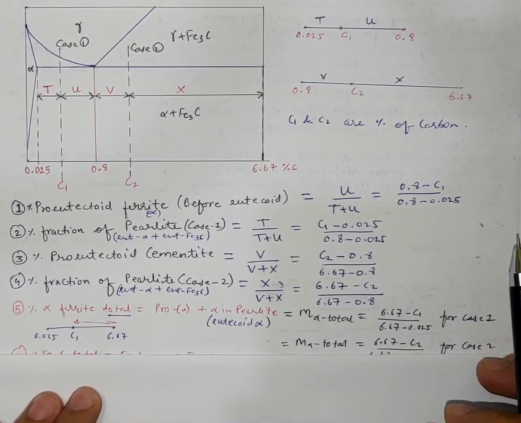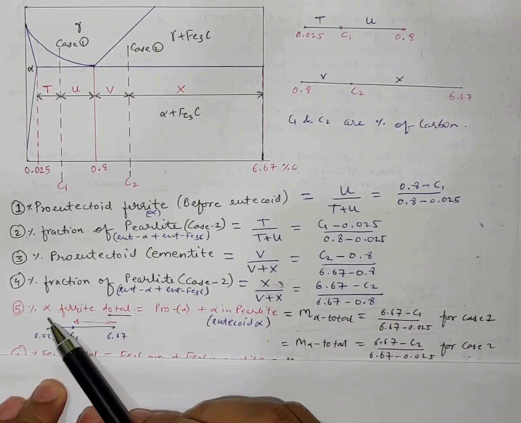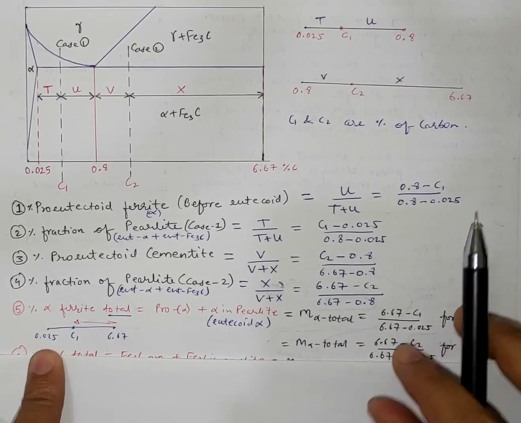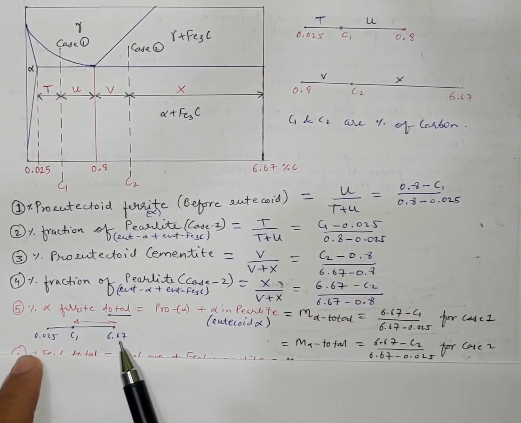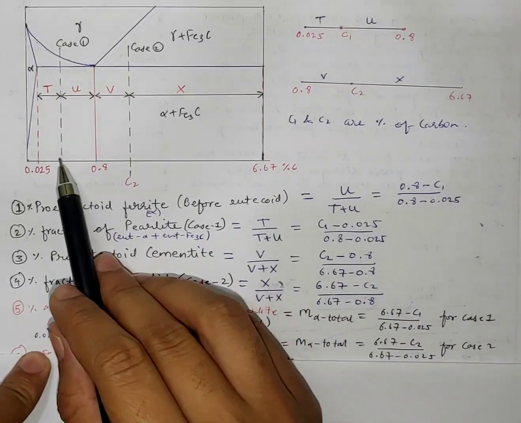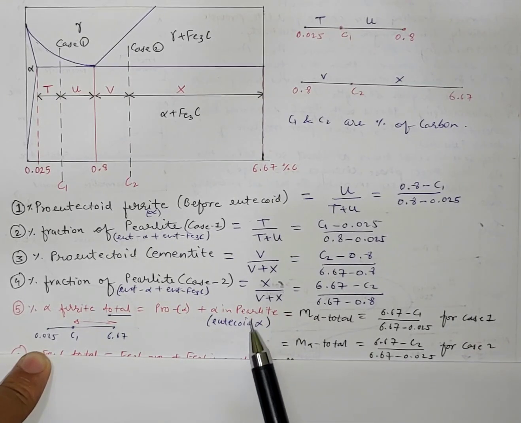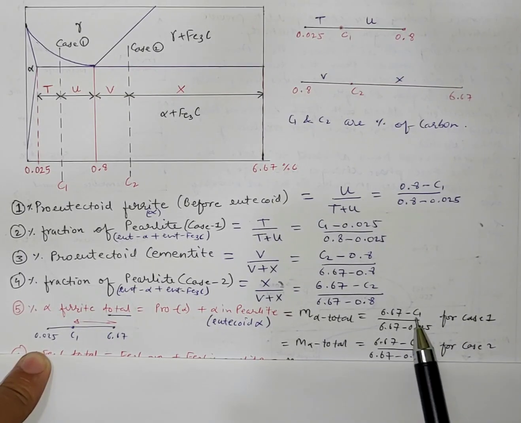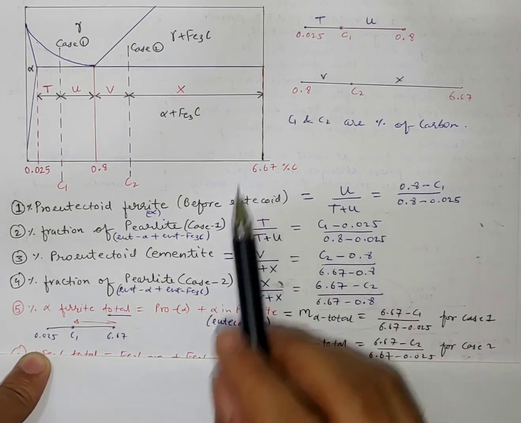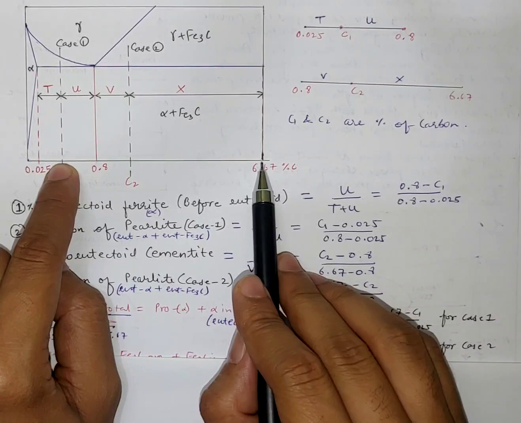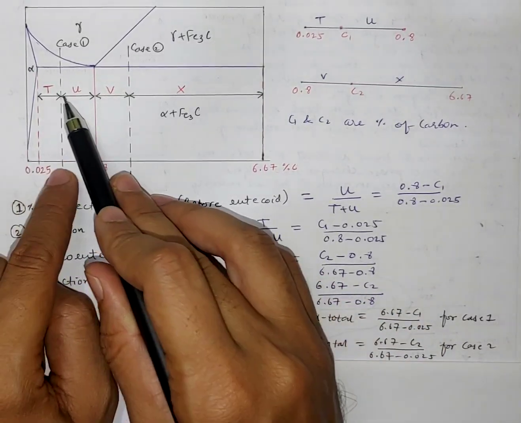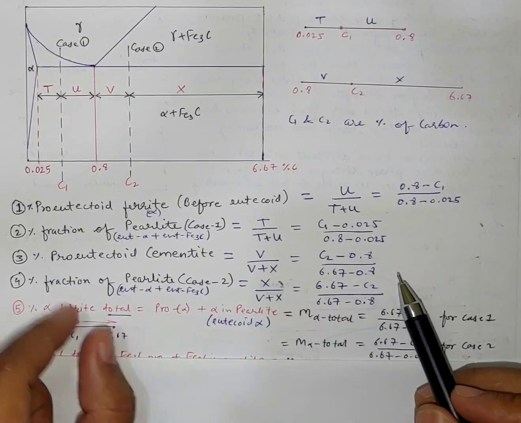Now let's consider first the percentage of total alpha ferrite. For total, we have to consider the total tie line, 6.67 to 0.025. Here in the C1 case, we have to calculate proeutectoid alpha plus alpha in pearlite form, which will be the mass of total alpha. For case 1, meaning C1, we have to consider 6.67 minus C1, this length, because C1 is closer to alpha, so the bigger the length, the more alpha there will be.